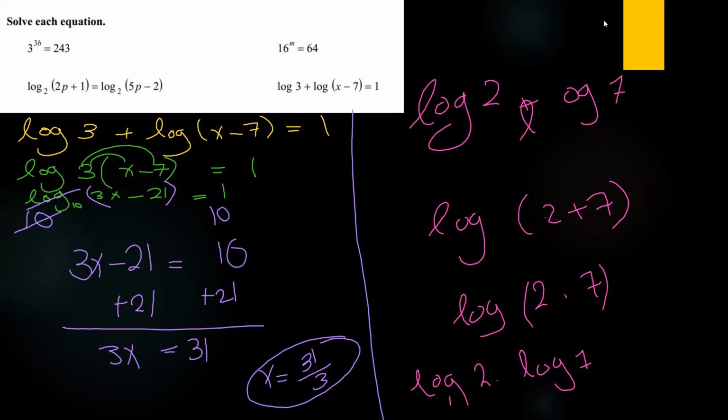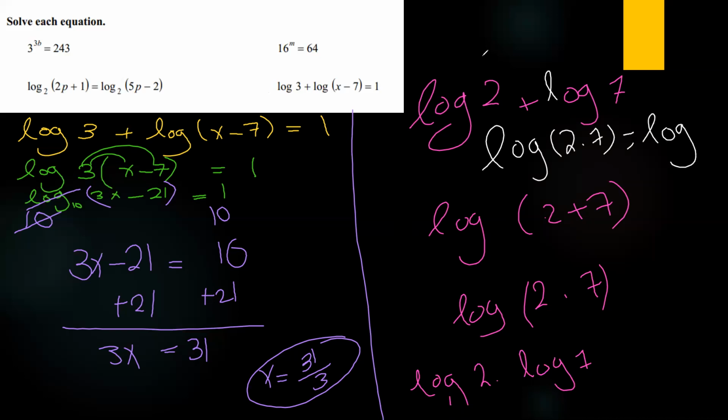Now, the first case here, you have logarithm of 2 plus logarithm of 7. Okay, they are 2 numbers, and they are the 2 logarithms. Be careful, not the 2 numbers. The 2 logarithms are added. Since the 2 logarithms are added, I can rewrite it as logarithm 2 times 7, which is logarithm of 14.